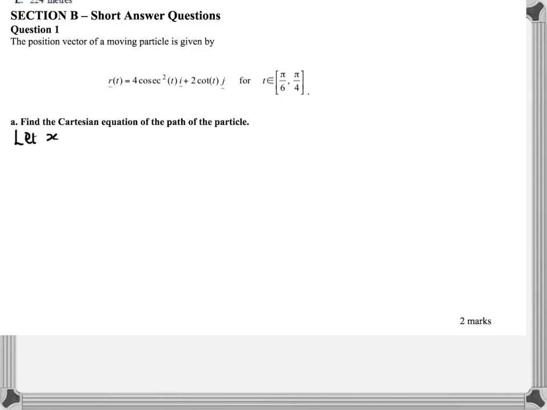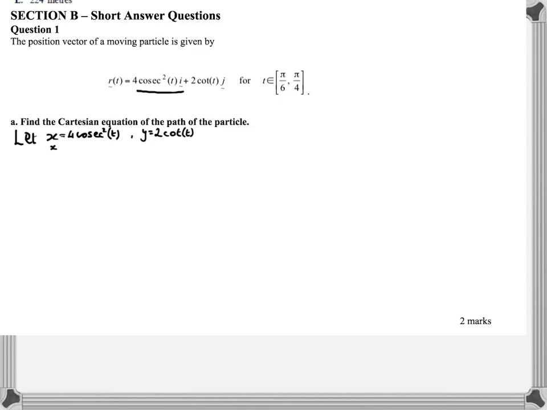Okay, so question 1, we've got a position vector of a moving particle. It's given by this position vector function. Now, our job is to find the Cartesian equation. So first off, the x function is given by the i component. There it is. So x equals 4 cosec squared, looking at your i. And we do the same for y. y is 2 cot.